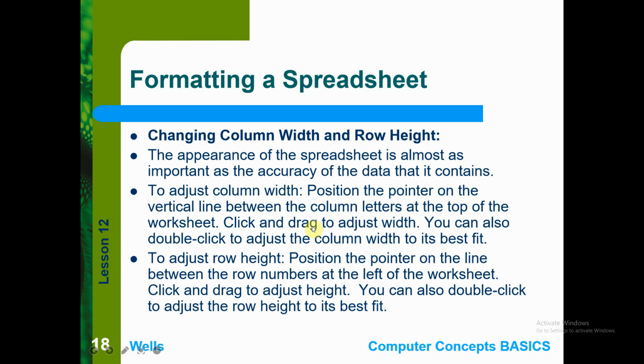That is the shortcut, double clicking on the column border for best fit, based on the range of the current inputs, so whichever is the longest input of numbers in that column. It will adjust when you double click that certain column border. In adjusting row height, it is the same method: you position the pointer on the line between the row numbers, then click and drag to adjust the height, and you can also double click.